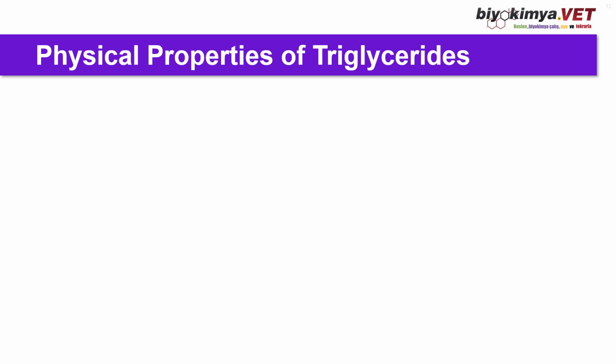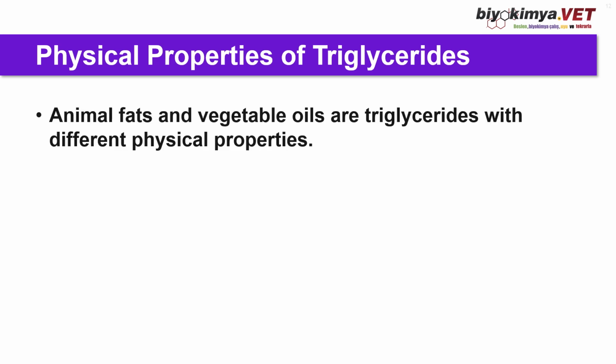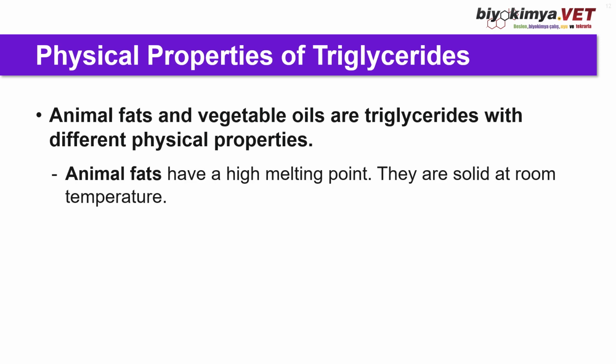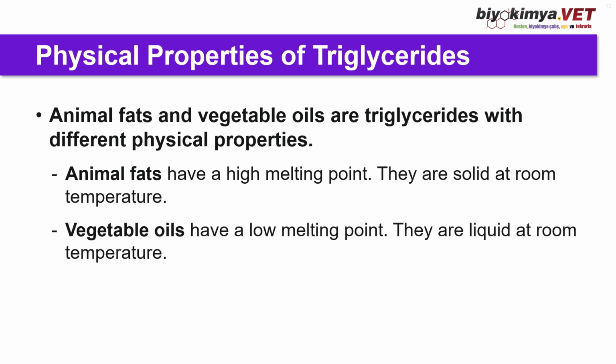Now, the physical properties of triglycerides. The fatty acids in the triglycerides may be saturated and/or unsaturated. Animal fats and vegetable oils are triglycerides with different physical properties. Animal fats have a high melting point. They are solid at room temperature. Vegetable oils have a low melting point. They are liquid at room temperature.